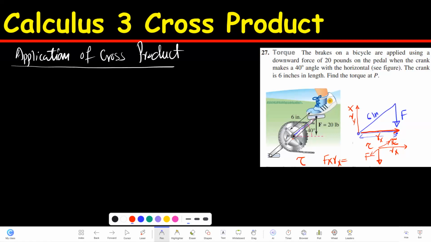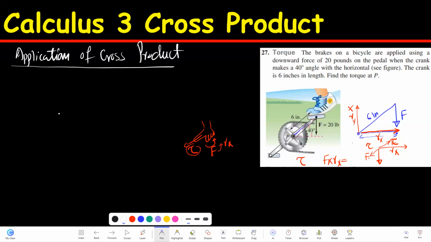So you can see here, if I take my right hand and go from force to Rx, it's going to be moving like this. This is my torque, and I curl my fingers from force towards Rx. When I curl them, my thumb is telling me the torque. So it means the torque is coming out of the board, or out of the screen.